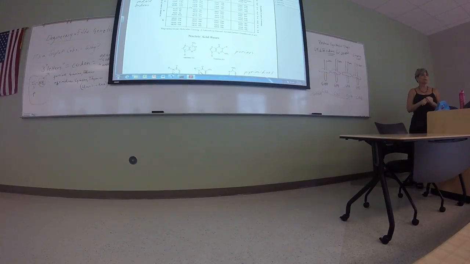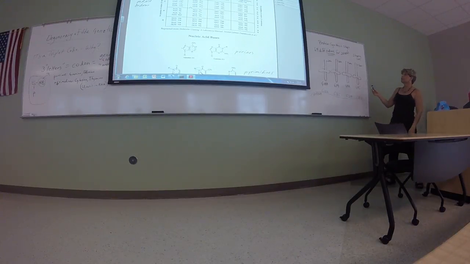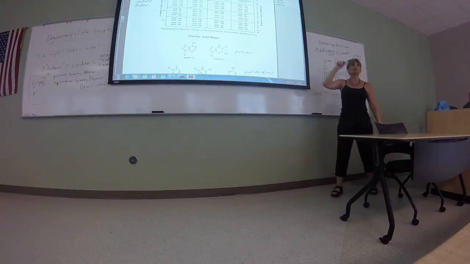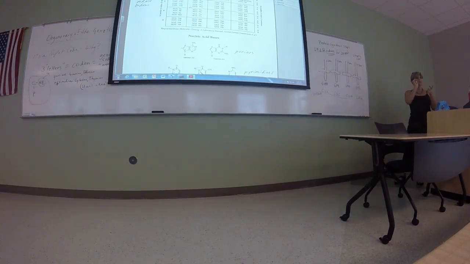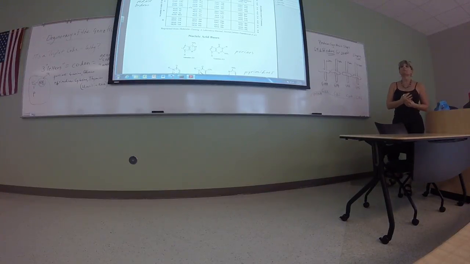Does anybody remember doing permutations in statistics? There's 64 different combinations of those 4 letters: A, C, U, and G. 64 different combinations, 64 different codons. But there are only 20 amino acids. So that means there must be more than one codon per amino acid.